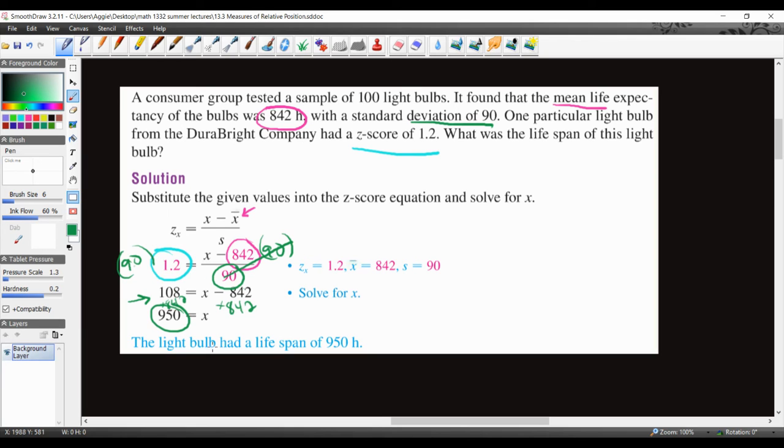So it tells us that the light bulb had a lifespan of 950. I'm guessing that means hours. Yeah, that's probably what that means, hours. This is just a solve-for-x type of problem. I don't think you're going to have one of these in your homework, but you might have one in your exam. So definitely write this down.